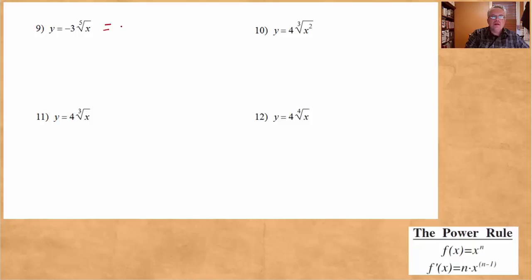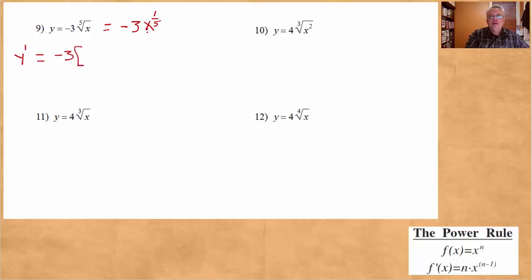I'm just rewriting this into a form we can use. So this is -3, the fifth root of x is the same as x to the 1/5 power. Then we can do the same thing. Multiply the exponent times the coefficient. This time I'll go back to writing it out though. So it'd be -3. This would be y prime now.